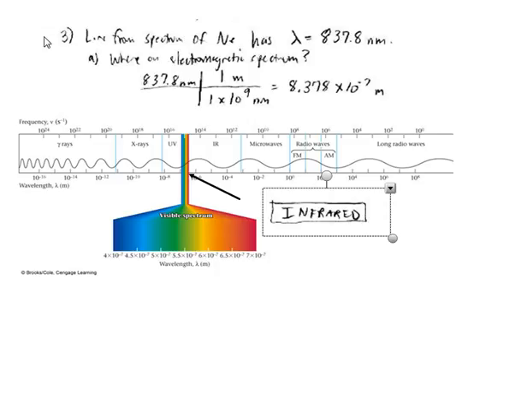To facilitate this process, I advise converting the value given to you in nanometers into meters, and then comparing with a given spectrum, for example, out of your text. You'll be able to find that with this particular line having a wavelength of 8.378 times 10 to the negative 7th meters, it fits just to the right of our visible spectrum within the infrared portion of the electromagnetic spectrum.